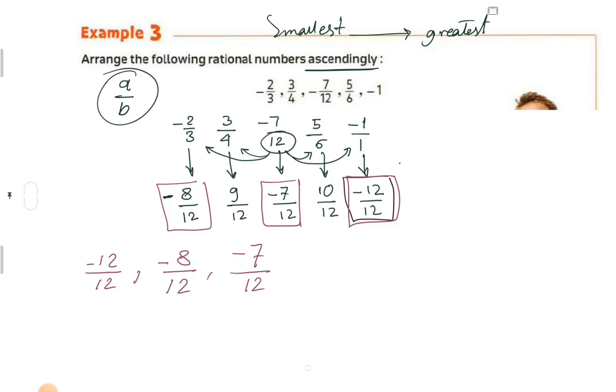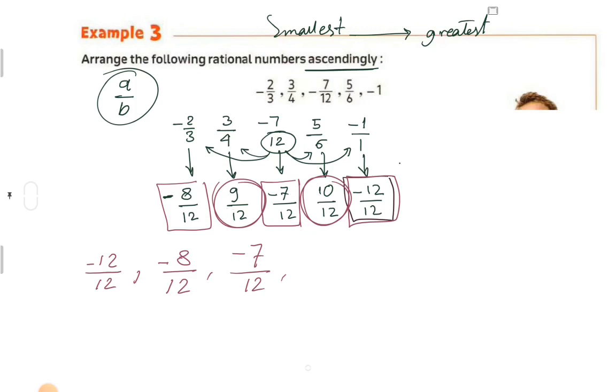Okay, because of the negative sign, if they were positive, this would be the greatest one. But because of the negative sign, negative 12 is smaller than negative 8. Negative 8 is smaller than negative 7. That's okay. Now we have two positive fractions, 9 over 12 and 10 over 12. Because these numbers are positive, 10 is greater than 9.